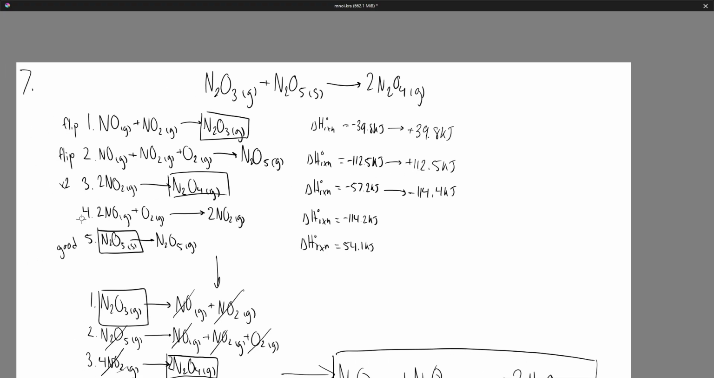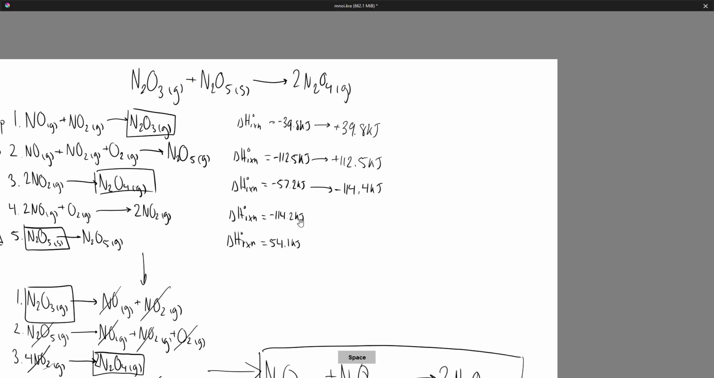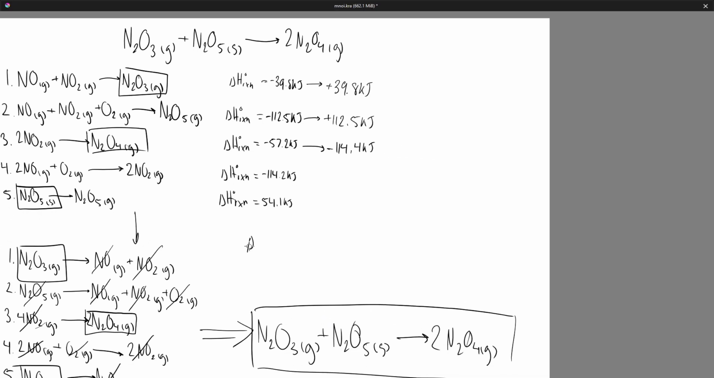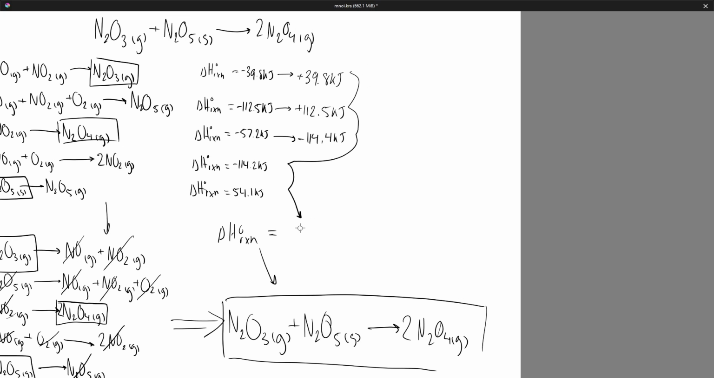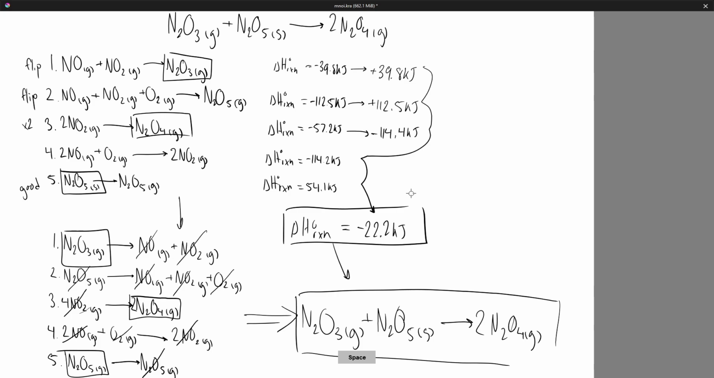Okay, and these bottom two were unaffected, so we just leave these like this. So to find the heat of reaction for this equation, we want to add up all of these energies for one total energy. What you should be getting is negative 22.2 kilojoules. So that'll be your answer right there. That's the standard enthalpy of reaction for this equation. And that should be it for this problem.